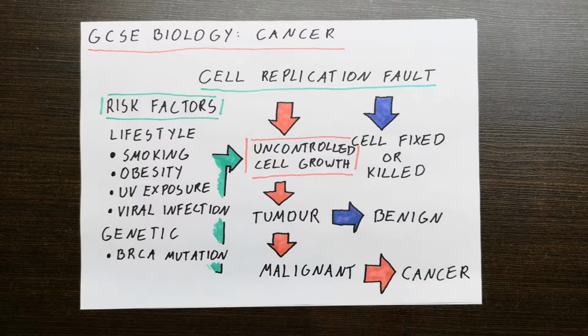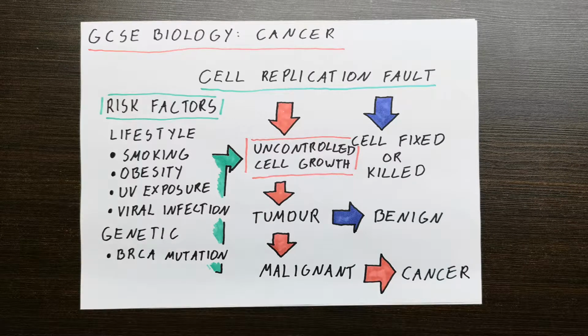Now, if a tumor happens to be malignant, if unfortunately the tumor is malignant, then what that means is that the tumor is growing just like the benign tumor is. However, that also means that the cells that make up the tumor, the uncontrolled cells, have an ability to break away from the tumor.